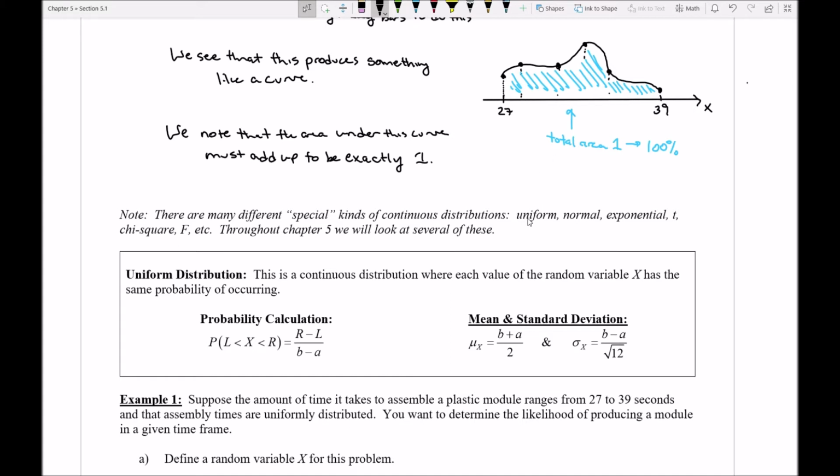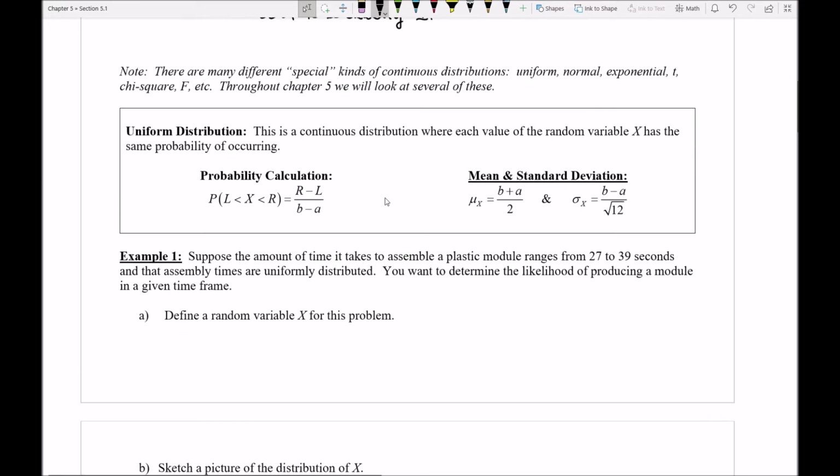Remember, we said in the last video that each one of our different distributions is going to have an associated shape with it, and the uniform is actually one of the easiest. We'll see in a moment how we can easily do probability calculations using this formula. We can calculate the probability of a value of x occurring between two numbers. And we also have formulas here for how to calculate the mean and the standard deviation of our distribution.